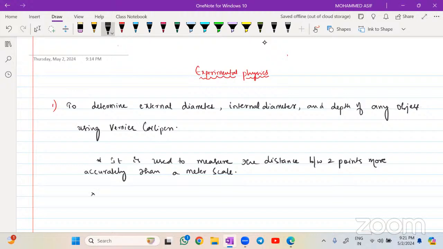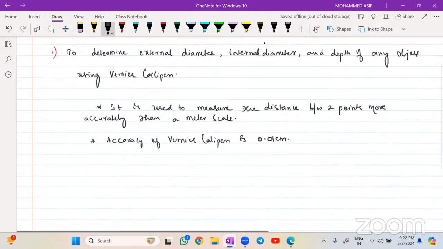Okay. Now, vernier scale is also used to measure what, beta? Diameter, depth of any object, which are not possible to measure by a meter scale. And I can say that accuracy of this one is how much, beta? Accuracy of vernier caliper is 0.01 centimeter तक है. ठीक है ना?